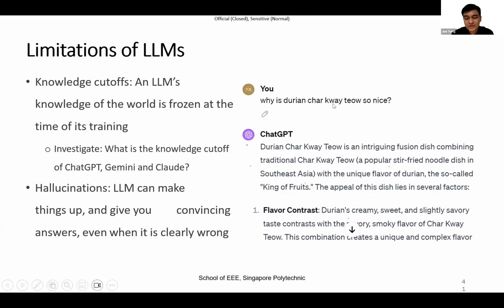Okay, so next example. Why is durian char kway teow so nice? This is what ChatGPT will give you. Durian char kway teow is an intriguing fusion dish combining traditional char kway teow and durians, with flavor and so on. You can ask more of ChatGPT, and it also gives you a durian creamy sweet taste, slightly savory, with taste contrast and so on.